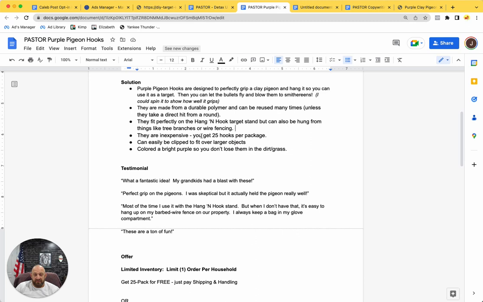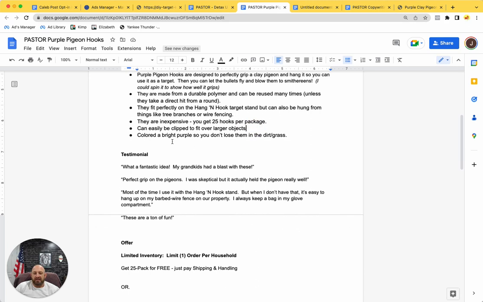They're inexpensive. You get 25 hooks per package. They can easily be clipped to fit over larger objects. They're colored bright purple so you don't lose them in the dirt and grass. I'm getting into those features and benefits, right?